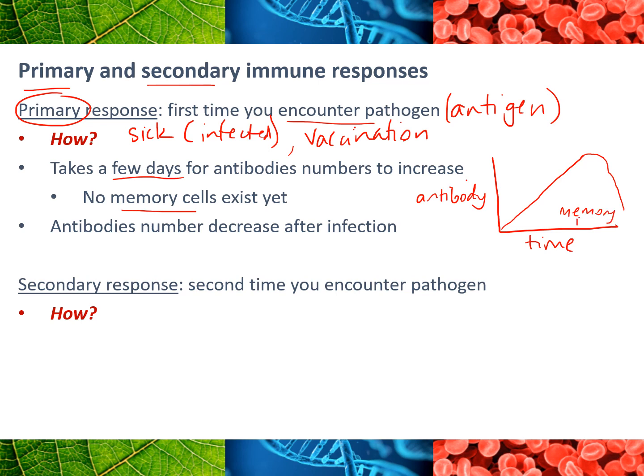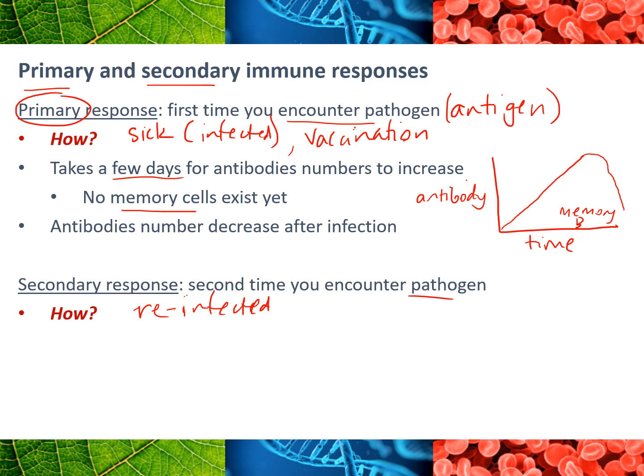The secondary response is the second or third or fourth or fifth time you encounter the same pathogen. So this could be that you get reinfected by something. Often with a lot of diseases, if you get it once, you might not even know if you get it again because your body reacts to it much quicker, so you don't actually feel symptoms or get sick.